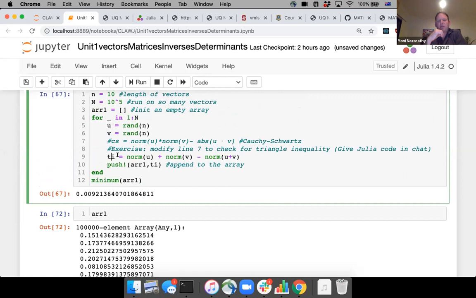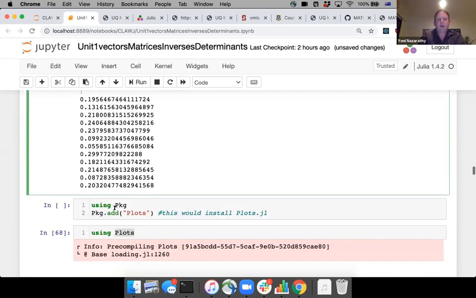Now, can it be also in a different case? No. When one is zero and the other is not zero, then it's not going to be zero. But we want the norm of the sum to be the sum of the norms. I don't know. Let's think about that. Just keep it for you to think about.